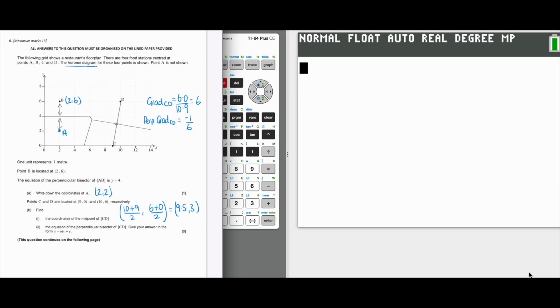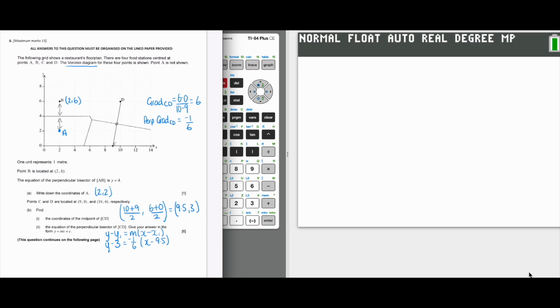And it asks for the full equation of the perpendicular bisector. So this is where we use our incredibly useful formula, y minus y1 equals m times (x minus x1). And we're going to substitute all the information we know. So it goes through the midpoint, which is a y coordinate of 3, and an x coordinate of 9.5. So this is where you substitute your midpoint, and this is where you substitute your gradient. And our gradient of the perpendicular is minus 1 over 6.